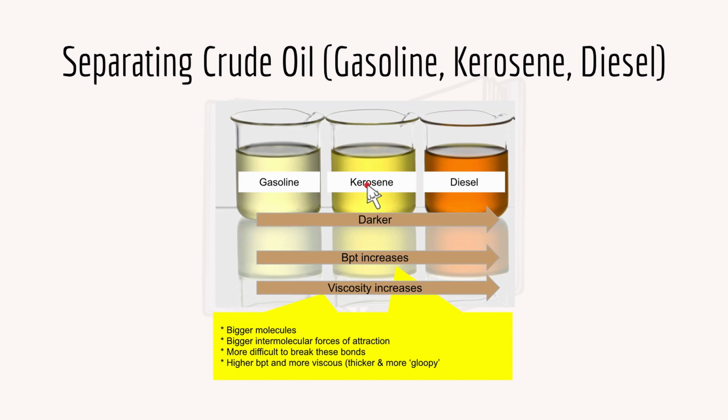So here's more on separating crude oil for gasoline, kerosene, and diesel. Here we have darker going to diesel, boiling point increases and viscosity increases. And viscosity is basically talking about how easily a substance can flow. And bigger molecules, bigger intermolecular forces of attraction, more difficult to break these bonds, higher boiling point and more viscous. Viscous is like thicker and more gloopy.